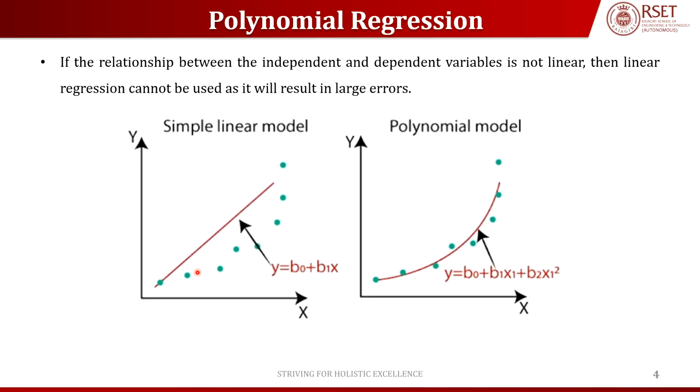This is the case. Here we can see that data points are not distributed in a linear fashion. So if we draw a straight regression line, it does not come near the data points at all. In order to fit the data points properly, we may have to use curves like this, which are going to be quadratic or more in nature. That is the need for a polynomial model.